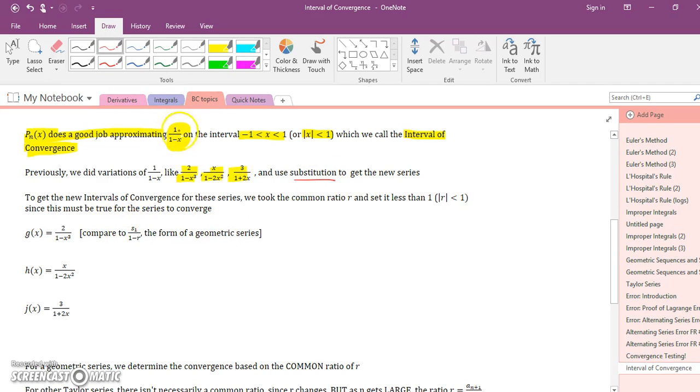And we saw that this has the interval of convergence like that. And we got the new intervals of convergence for these series by messing around with this here. So we took the common ratio r and set it less than 1. That's what you're always going to do here. You'll find the ratio, set it less than 1, because the ratio has to be less than 1 to converge. So I'm going to do these real quick here.